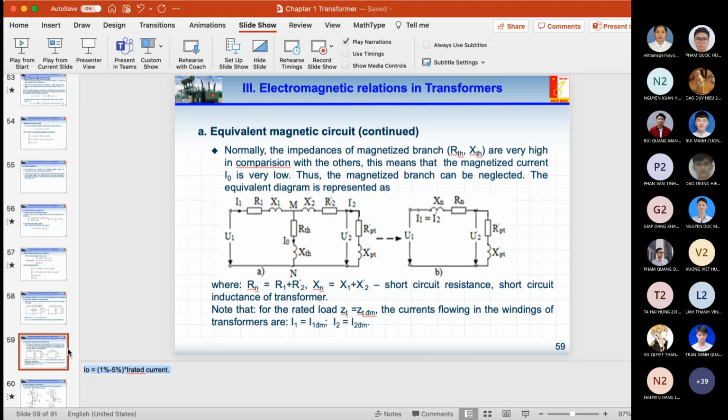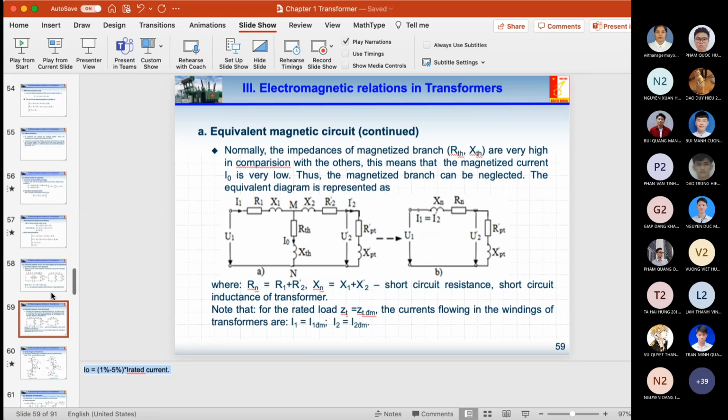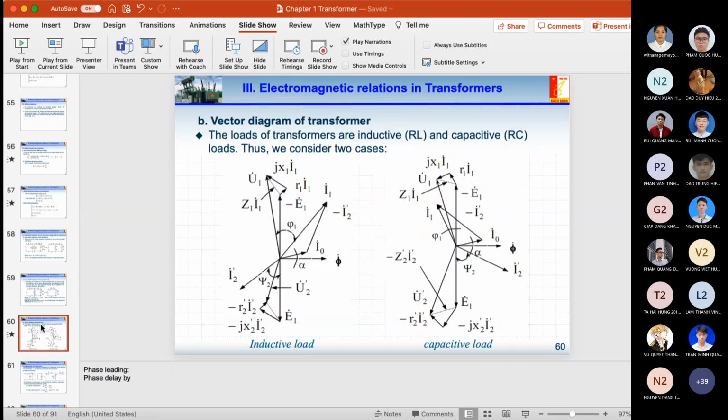We have just talked about the equivalent magnetic circuit, and now it's high time for us to move on to the vector diagrams of the transformer. The vector diagram of the transformer is very important also. Thanks to the vector diagram, you can guess whether the transformer is connecting to the inductive load or the capacitive load.